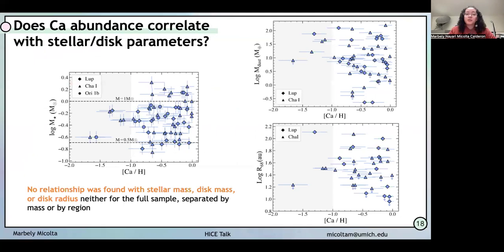We also try to correlate with these stellar and disk parameters. We very quickly find that there is not much correlation. There is no correlation with stellar mass. There is no correlation with disk mass or the dust mass of the disk. And there is no correlation with the radius.